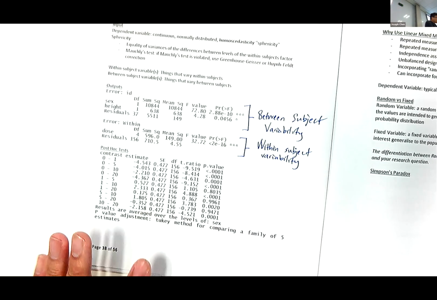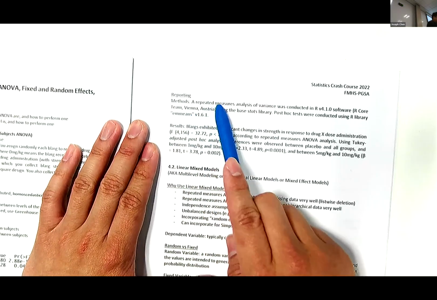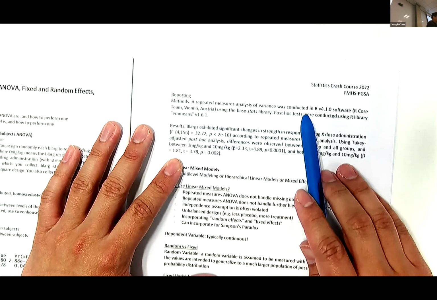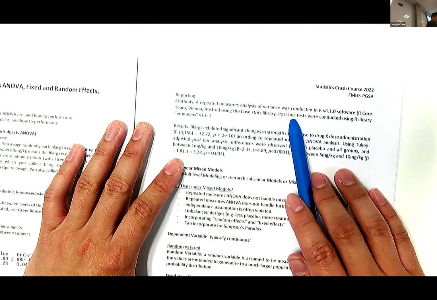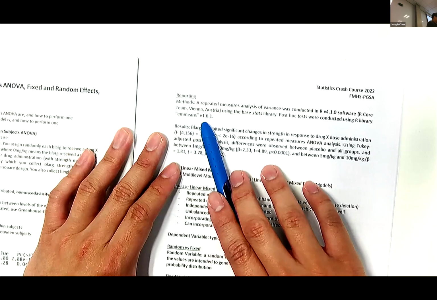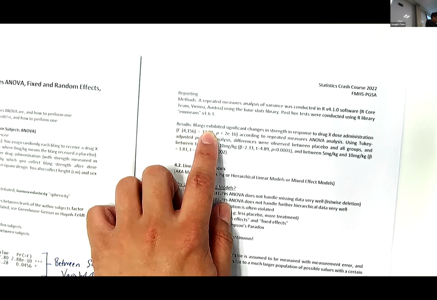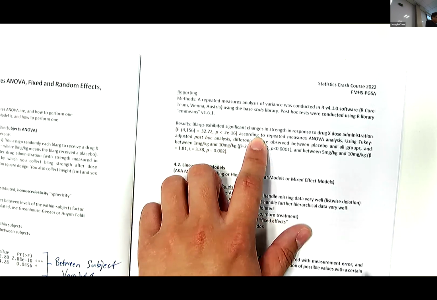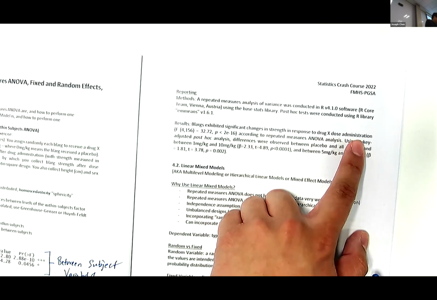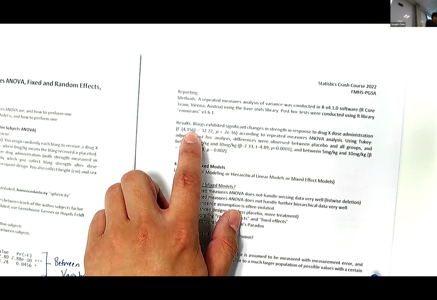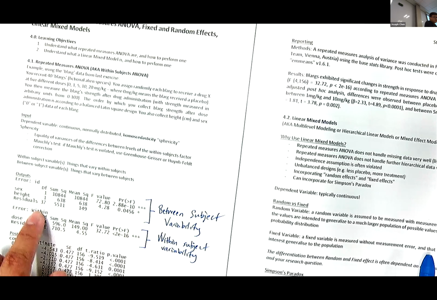So how would you report a repeated measures ANOVA? Well, in the method, you'd say a repeated measures analysis of variance was conducted in R version 4.1.0 using the base stats library. Post hoc tests were conducted using R library emmeans version 1.6.1 or whatever your version number is. Then your results could be: BLAGs exhibited significant changes in strength in response to drug X times dose administration, and then again report your F value, your degrees of freedom and p-value. So that's from the ANOVA tables. You should report whatever you got from these values.